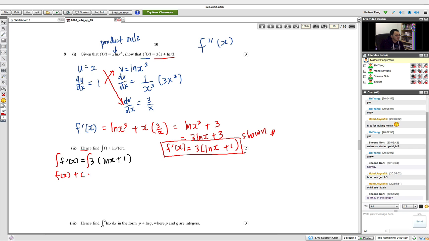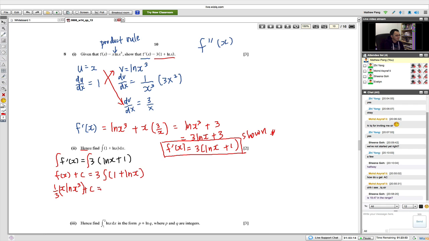And then this one 3, I will take it out, and this one I will just switch place, because I want you to see the idea. Alright, then I will move the 3 to the other side, it just becomes 1 over 3. So it's quite simple. And then substitute my f(x). So f(x) basically you will get x ln x cubed plus c, and then move the 3 to the other side, you will get 1 over 3.